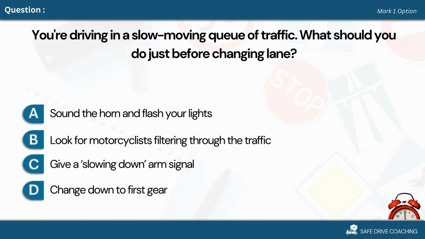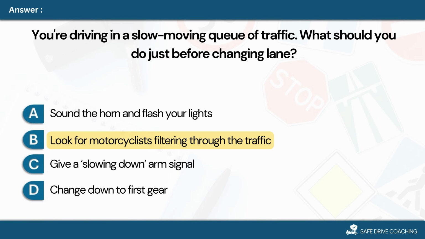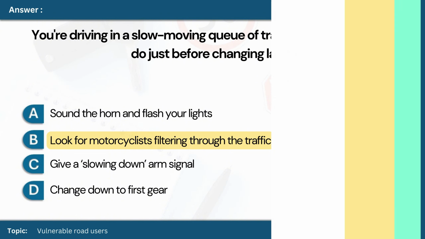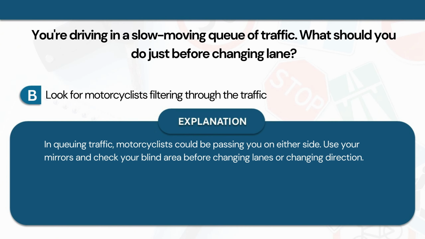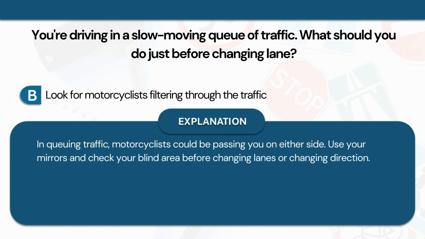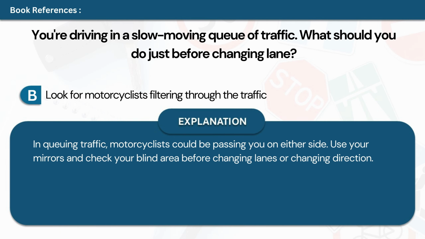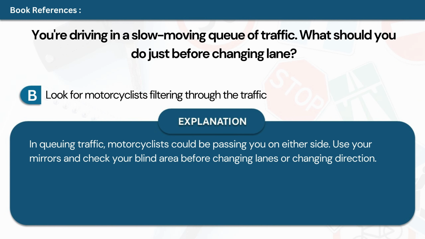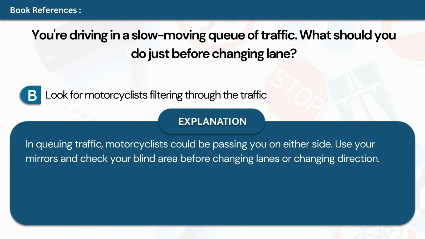The correct answer is B. Look for motorcyclists filtering through the traffic. In queuing traffic, motorcyclists could be passing you on either side. Use your mirrors and check your blind area before changing lanes or changing direction.